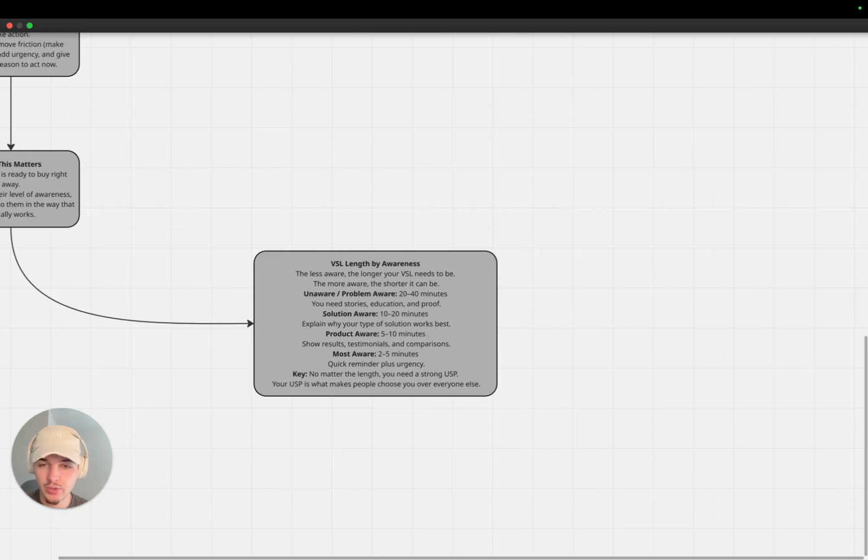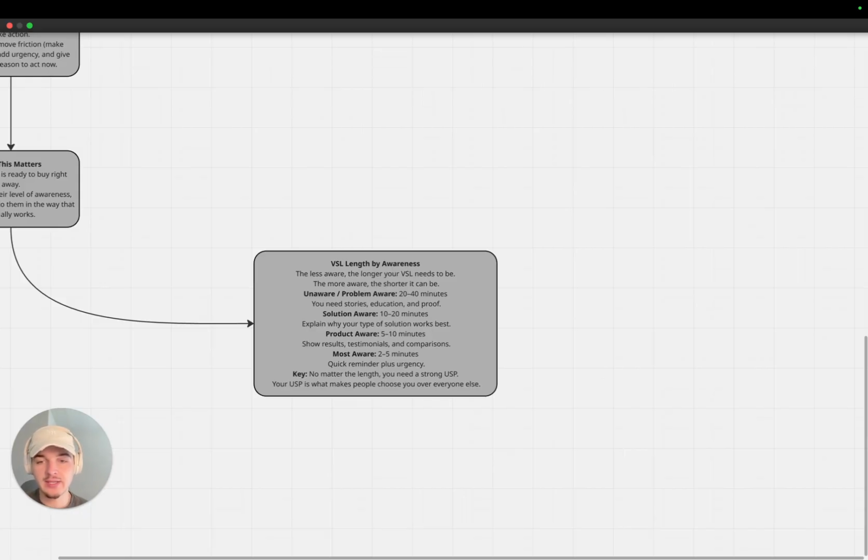If they are solution aware, anywhere in the 10 to 20 minute range works well. You explain why your type of solution works best, so your specific solution. If they are product aware, it could be in the 5 to 10 minute range. You showcase a bunch of results, testimonials, and comparisons. And in the most aware range, sometimes you don't even need a VSL. They're pretty much sold to begin with. They just need something to push them over the edge. A quick reminder and adding some sort of urgency will help you sell them.